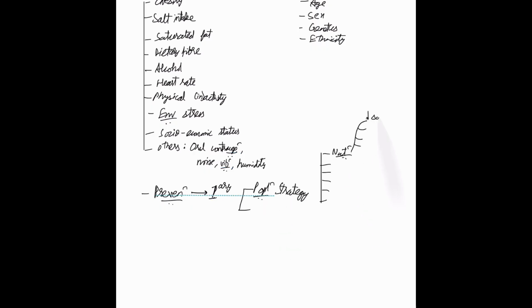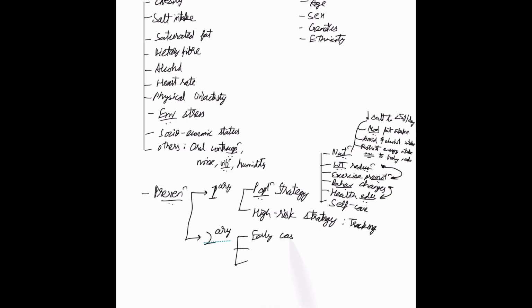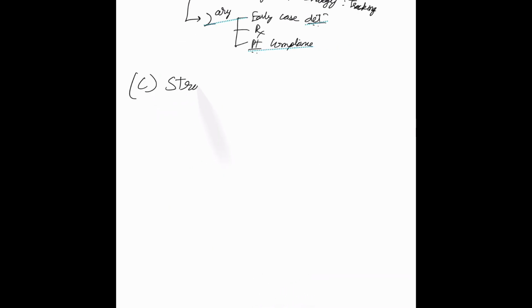Then under prevention, we have primary interventions, which include the population strategy, under which we have nutritional modifications, in which it's recommended to decrease the salt intake to less than 5 grams per day, moderate fat intake, avoid excessive alcohol, and restrict energy intake appropriate to body needs. And also weight reduction and exercise promotion, which go hand in hand, health education and behavioral changes that also go hand in hand, and of course self-care, which includes mental health, and other high risk strategies like tracking. Secondary prevention interventions involve early case detection, treatment, and ensuring patient compliance.